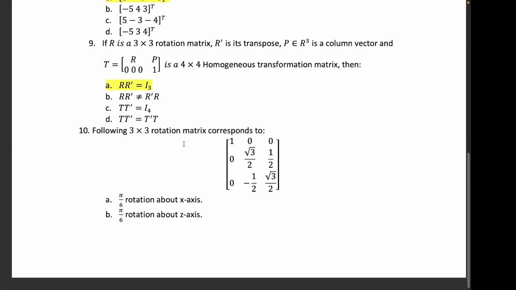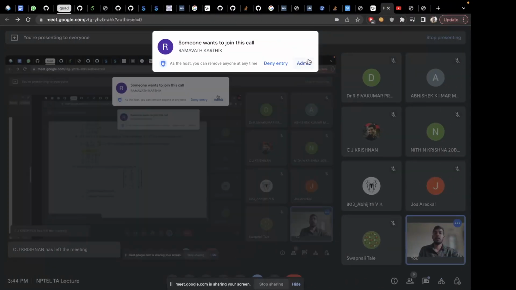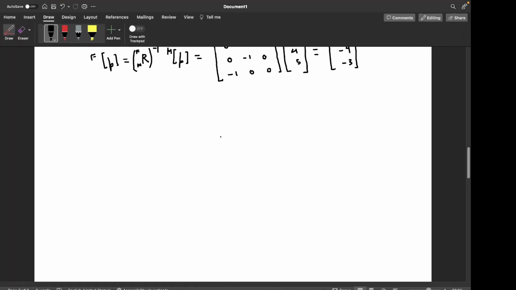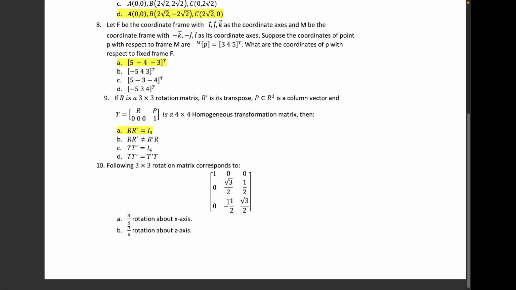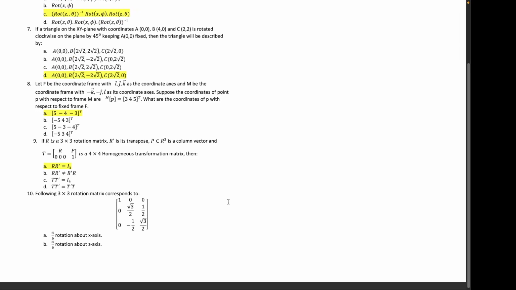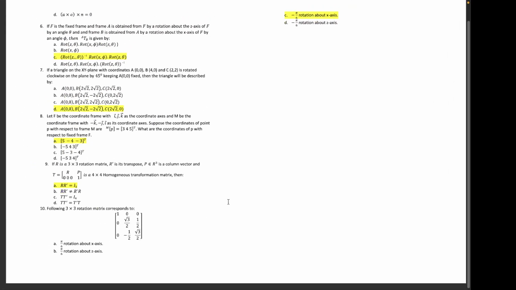And finally, there is a 3 cross 3 rotation matrix given, and we have to tell which rotation this corresponds to. So since the first entry is 1, that tells us that this rotation is about the x-axis.